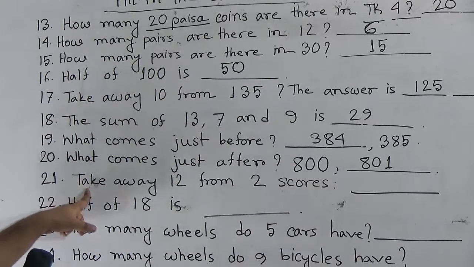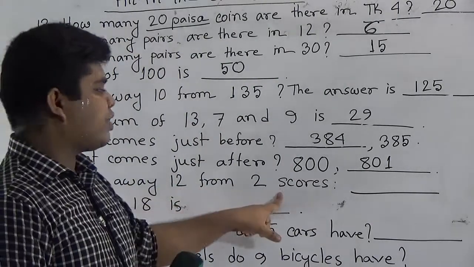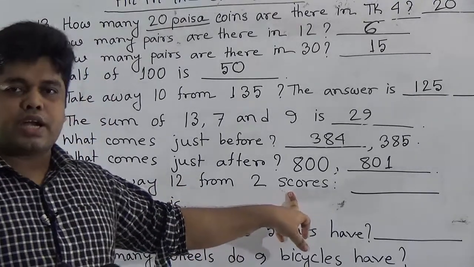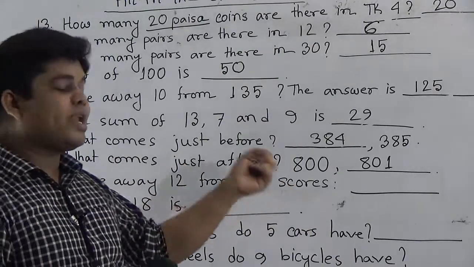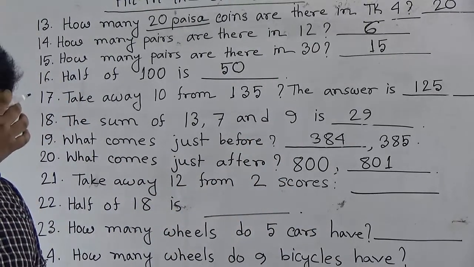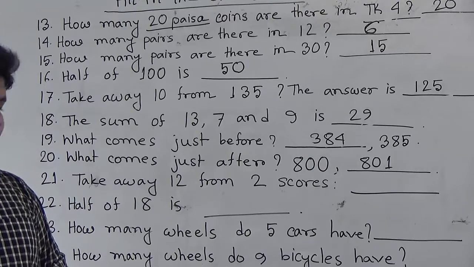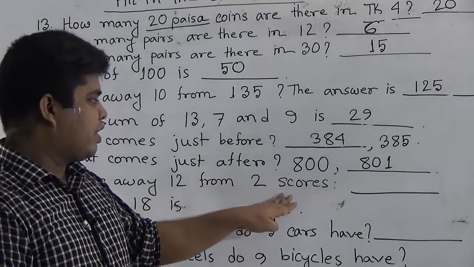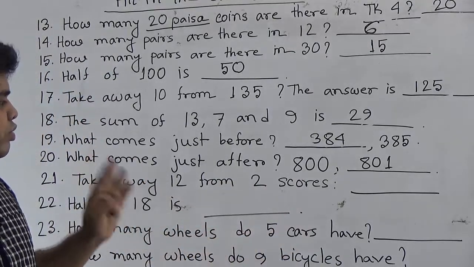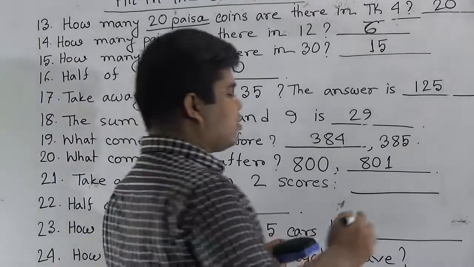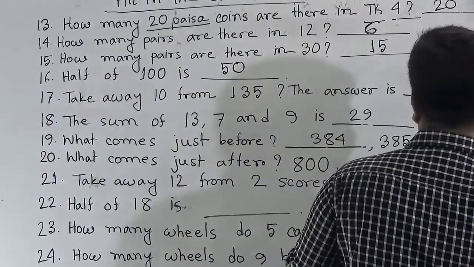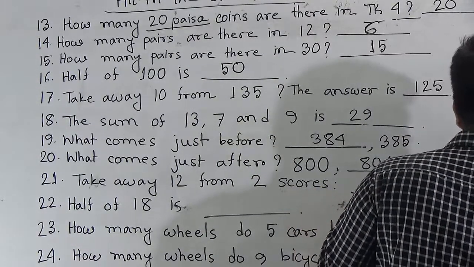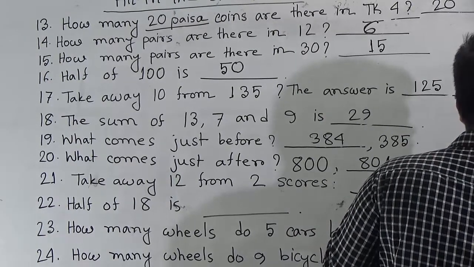Number 20. Take away 12 from 2 scores. Before starting to solve this math, you need to know 1 score equals how many things. Do you know 1 score equals how many things? Yes, I know that you already know this, because 1 score equals 20 things, which is already learned by you in our previous class.